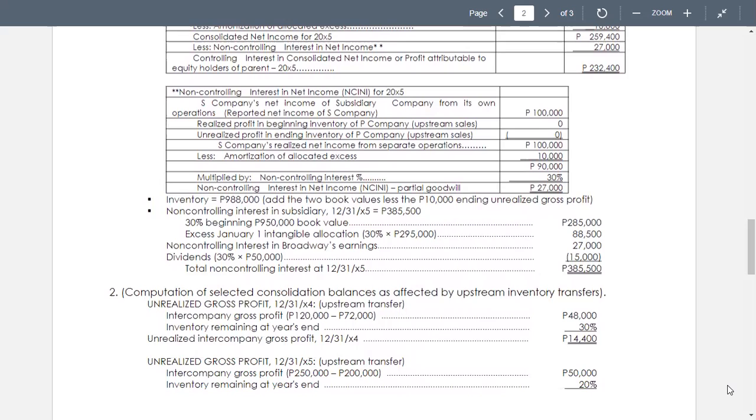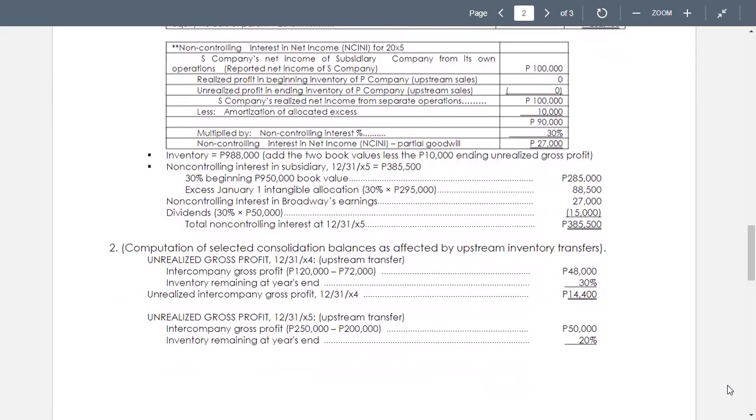Then the unrealized gross profit from the upstream transfer, intercompany gross profit amounting to 50,000. We take the same assumption, only that this time it is BW selling to BB. In other words, the reverse. So we now get the inventory remaining at year end multiplied by 20%.